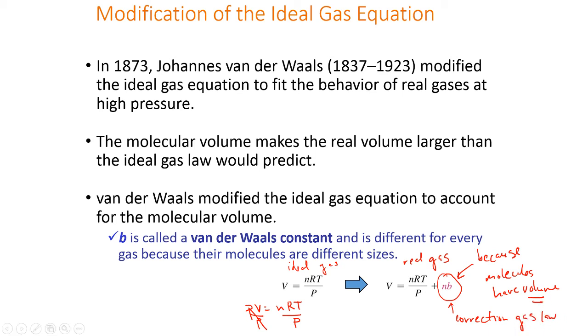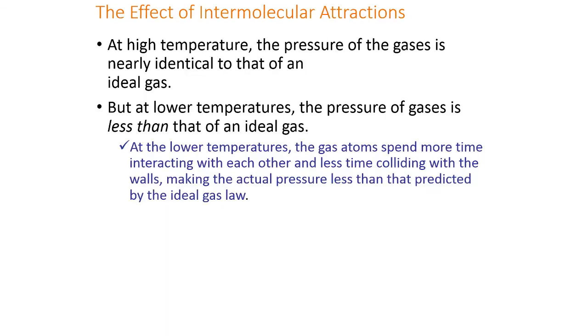So nB. Now we're not going to talk about what nB means. n is moles, B is the variable. But you have to know that it exists. You have to know that there's a corrective factor that has to be applied because in real gases, the molecule volume is mathematically important. So there's that corrective factor.